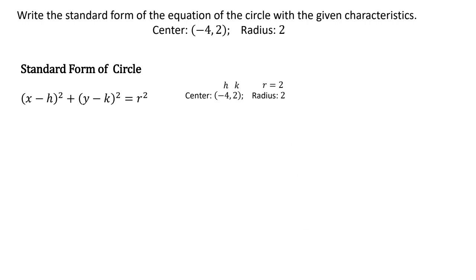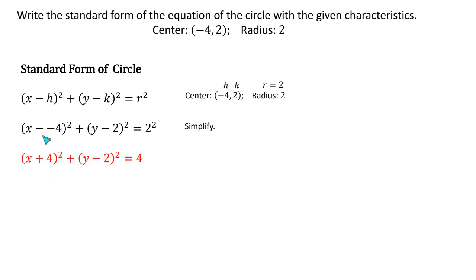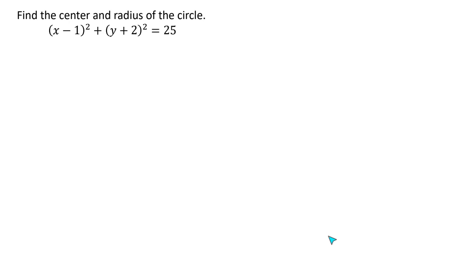If we plug in these numbers, we get x minus h, which is -4, and y minus k, where k is 2, and then we square the radius. Then you want to simplify. Negative negative becomes positive, so we end up with (x plus 4) squared plus (y minus 2) squared equals 2 squared, which is 4. So that is writing the standard form of the equation given the center and the radius. Let's try a different one. Now it's asking us to find the center and the radius.